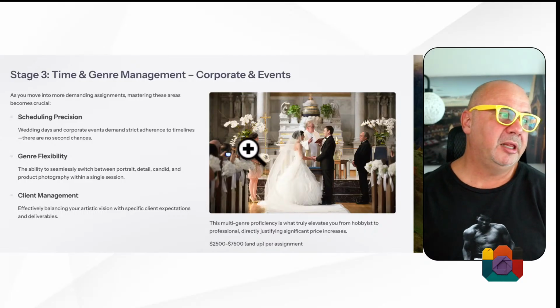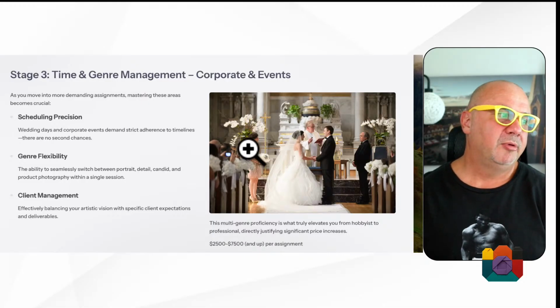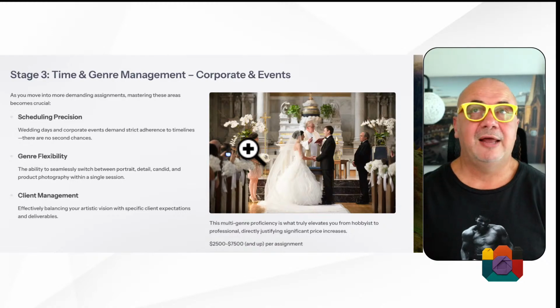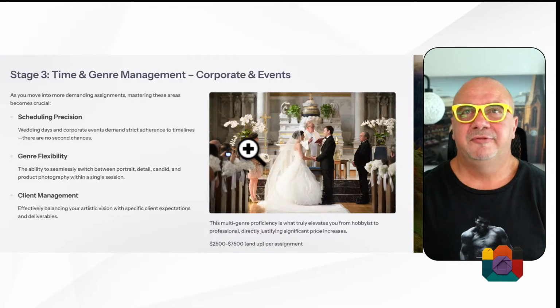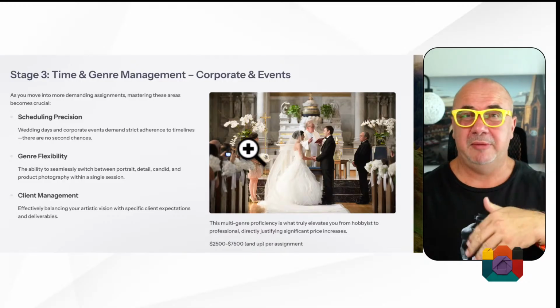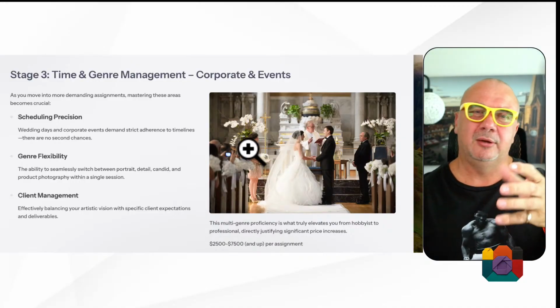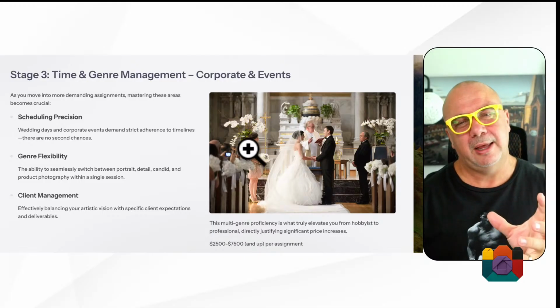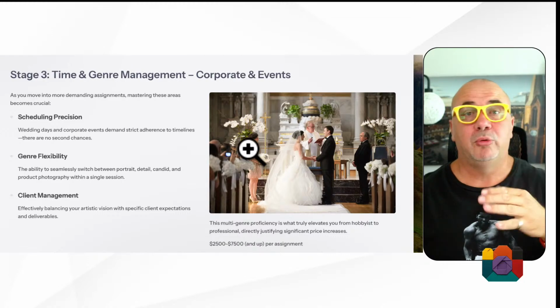Genre flexibility, the ability to seamlessly switch between portrait, detail, candid, and product photography within a single session. A lot of people underestimate that. They don't understand that when you're going out there and taking pictures of a wedding, there's a lot of genres of photography mixed in. You don't have to be an expert in all of them, but you kind of have to have some sort of understanding. That's why shooting family and individuals forces you into understanding the light, the subject, what they're wearing, and how to position them depending on what they're wearing, right? By the time you get to events and corporates, you already know this information.